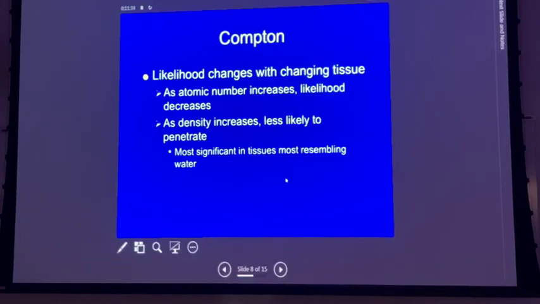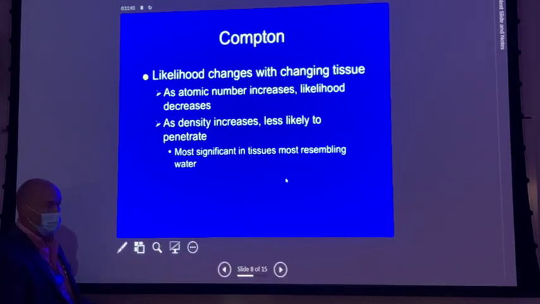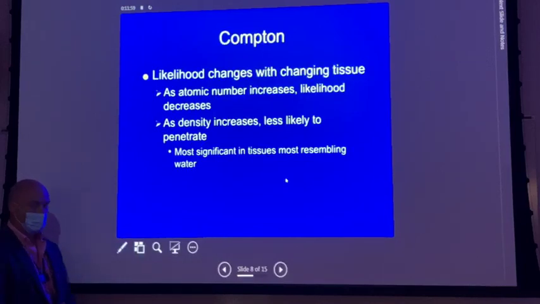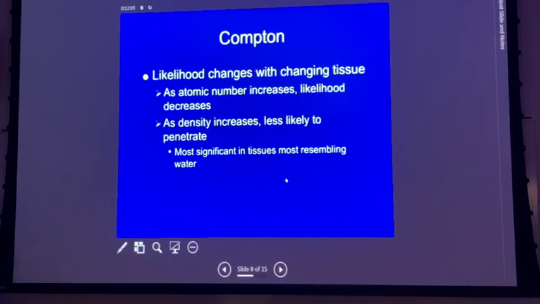So the likelihood changes with changing tissue type. As atomic number increases, the likelihood decreases. You get more photoelectric interaction, you get more absorption inside of the patient. So as density increases, it's less likely to penetrate as well. So it's most significant in tissues most resembling water. If you've got a patient with ascites, then what you're going to create is a lot of Compton. And again, if you've got a patient who's hypersthenic, you're going to create a lot of Compton interaction inside the patient.